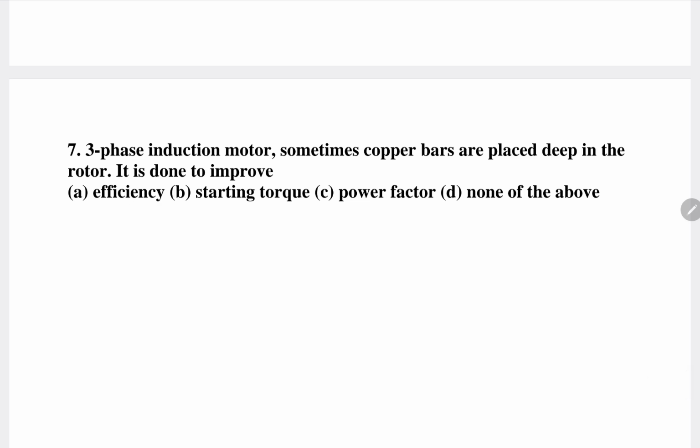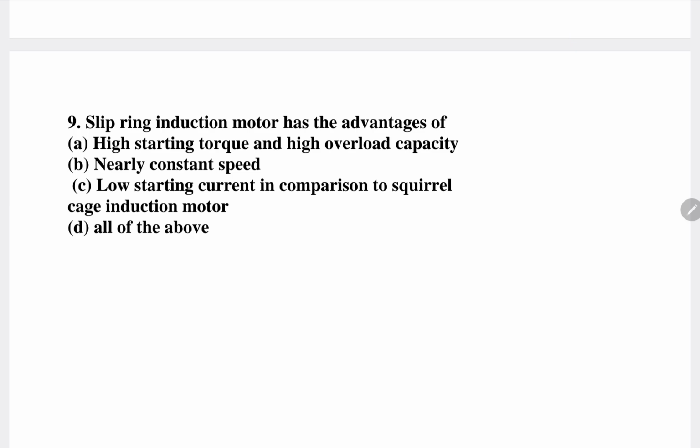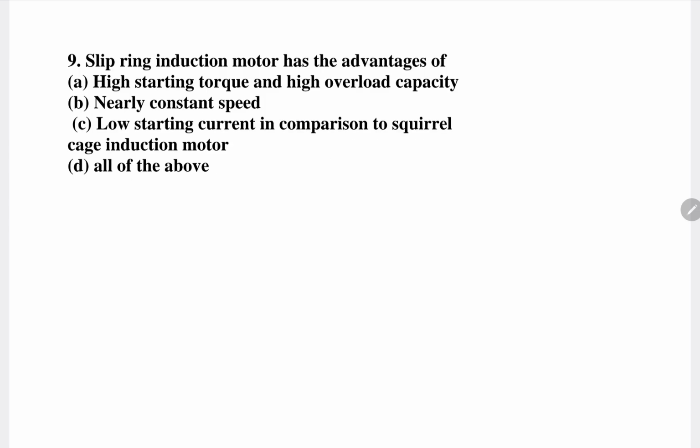Next, in a 3-phase induction motor, sometimes copper bars are placed deep inside the rotor. It is done to improve the starting torque of the motor. Answer is B. Next, slip ring induction motor has the advantage of high starting torque and high overloading capacity, nearly constant speed, and low starting current in comparison to the squirrel cage motor. Yes, because it has some additional resistance, all of the above. So answer is D.